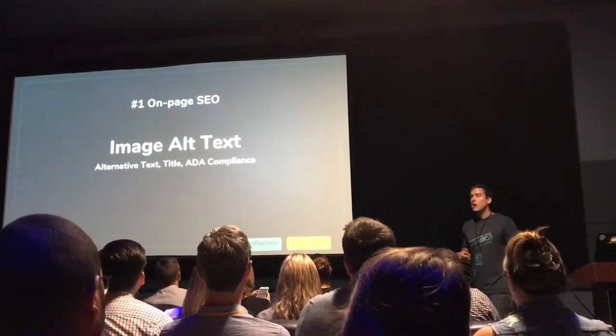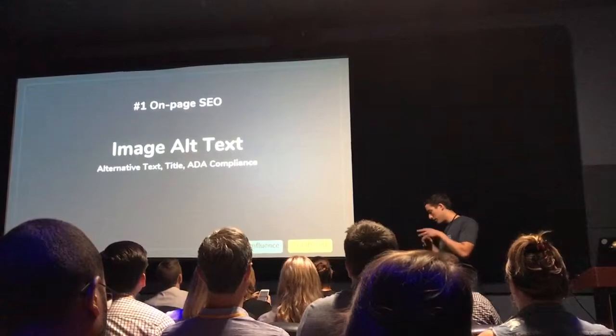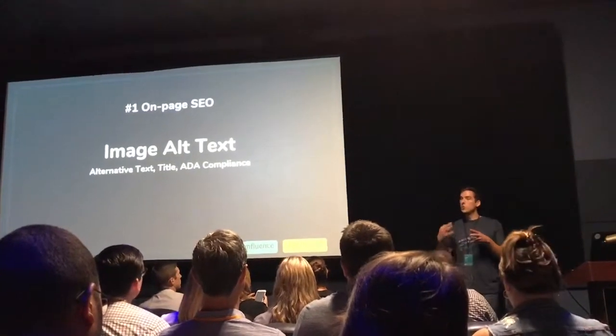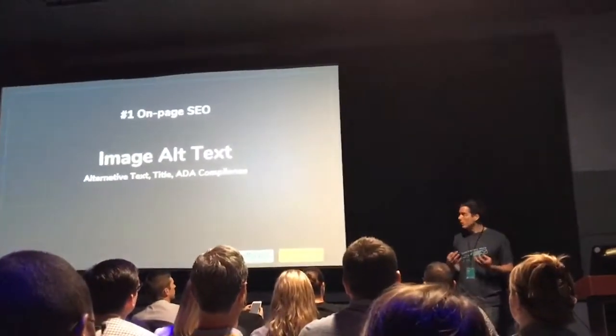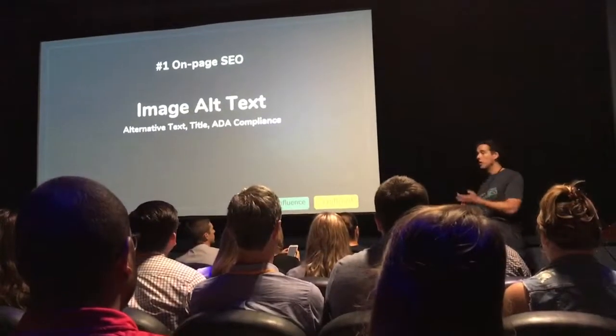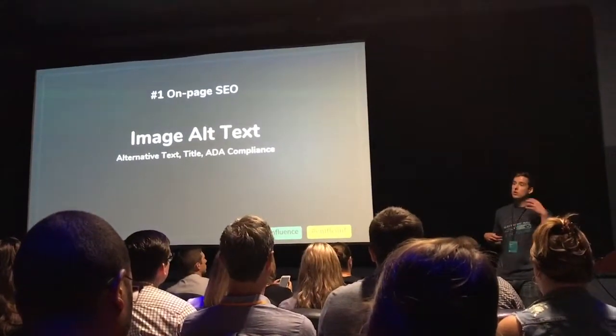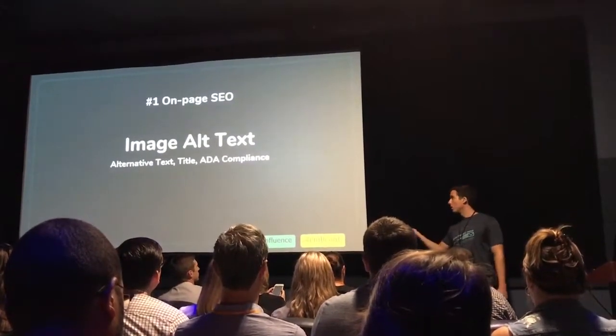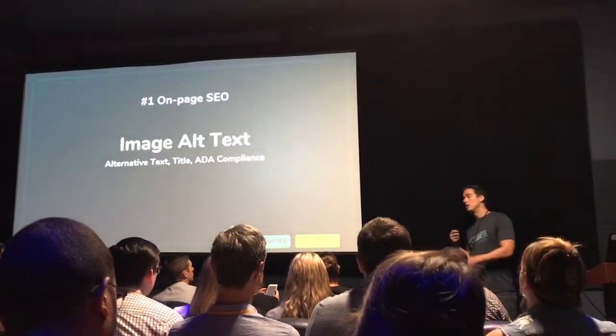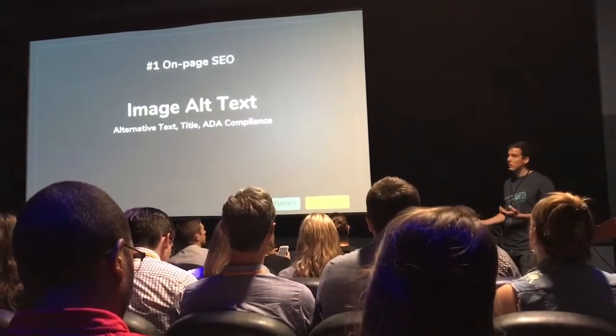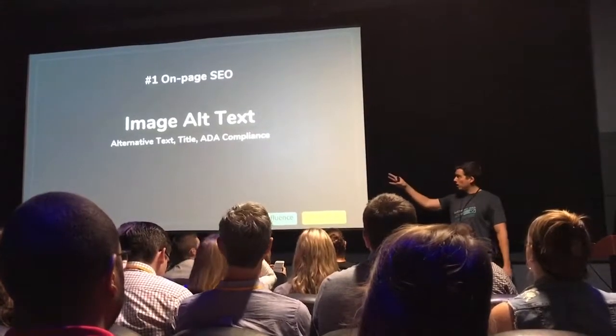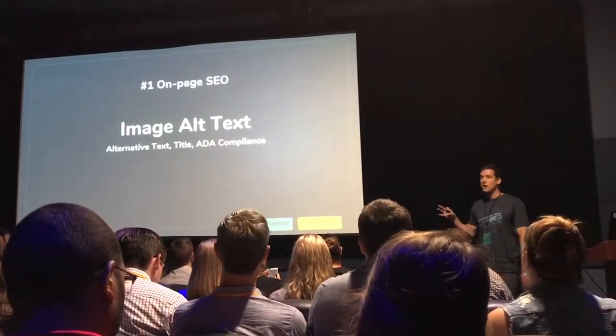Image alt text. When search engine crawlers find your images, they can't truly read what's on the image. So you provide alternative text to describe the image to search engines. And you can also include an image title just to provide additional context about the image. And alt text is another way to remain ADA compliant.